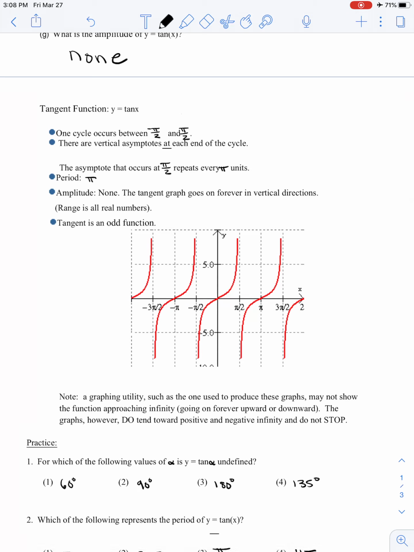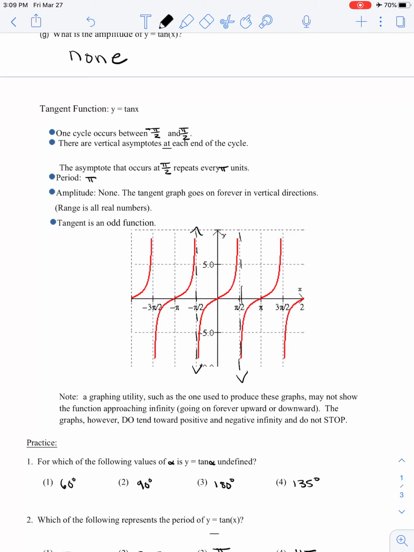One cycle occurs between negative pi over 2 and pi over 2. It's a little hard to see that negative there. So if I were looking at my graph, here's my asymptote at negative pi over 2 where tangent is undefined, and my asymptote at pi over 2. And I see one complete tangent cycle that's graphed in red between them. There are vertical asymptotes at the end of each cycle. So at pi over 2, there's an asymptote, and every pi units, there's going to be another asymptote.